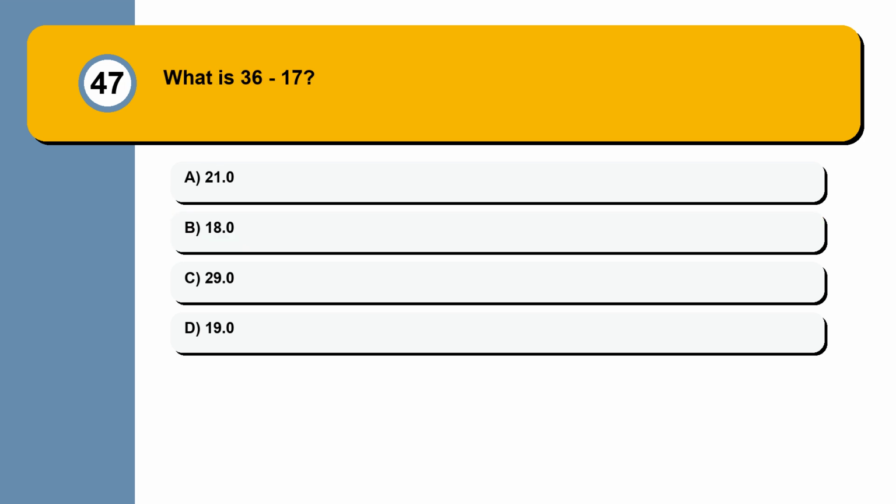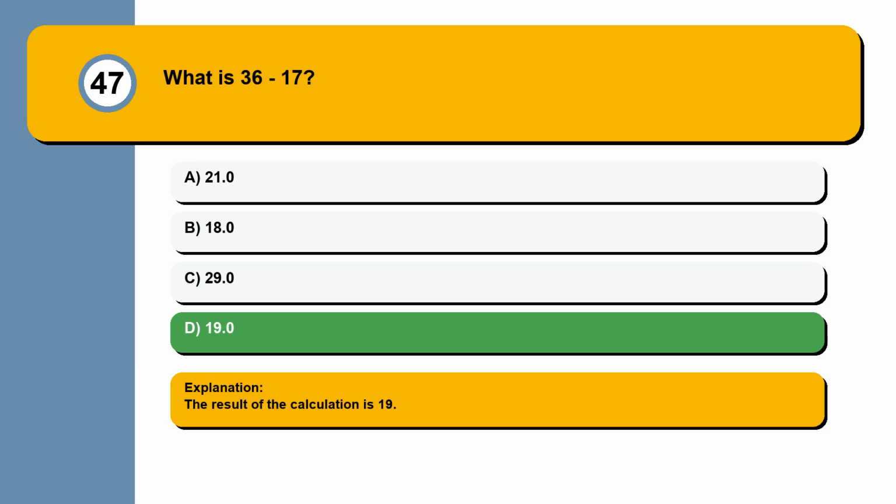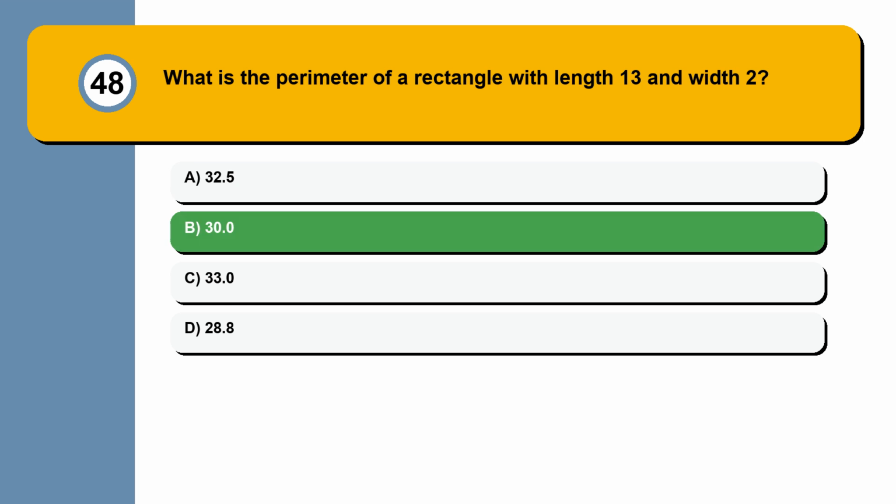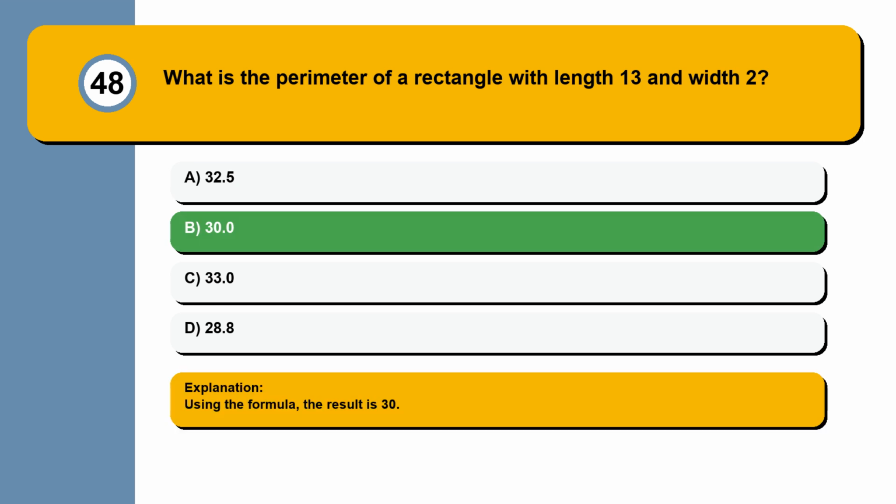Question 47. What is 36 to 17? 21.0, 18.0, 29.0, 19.0. The result of the calculation is 19. Question 48. What is the perimeter of a rectangle with length 13 and width 2? 32.5, 30.0, 33.0, 28.8. Using the formula, the result is 30.